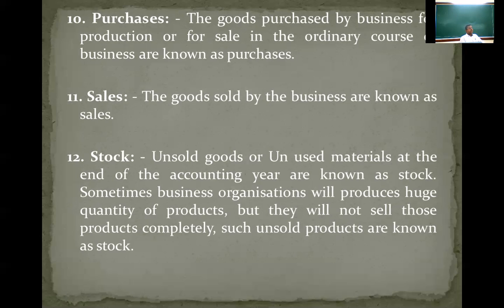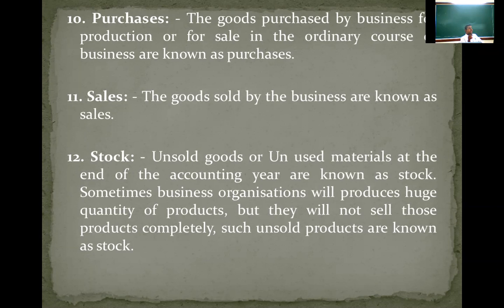They are not applicable to any of the assets of the firm. For example, if you purchased a machinery, you cannot call it purchases because machinery is not goods, it is an asset. So let's see the exact meaning of purchases. The goods purchased by the business for production purpose or for resale in the ordinary course of business are called as purchases. We will purchase raw materials for production, and sometimes certain finished goods for resale.